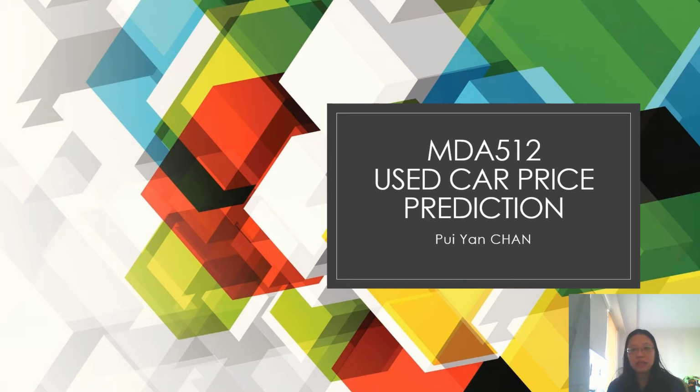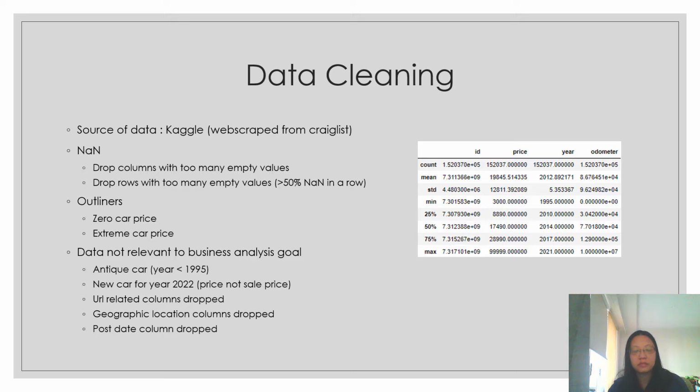My project is about used car price prediction. The goal of the first part I did is data cleaning. I got the source of data from Kaggle, which is web scraped from Craigslist. I handled the NaN values.